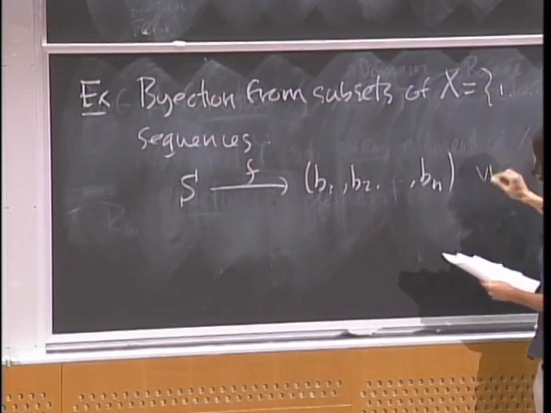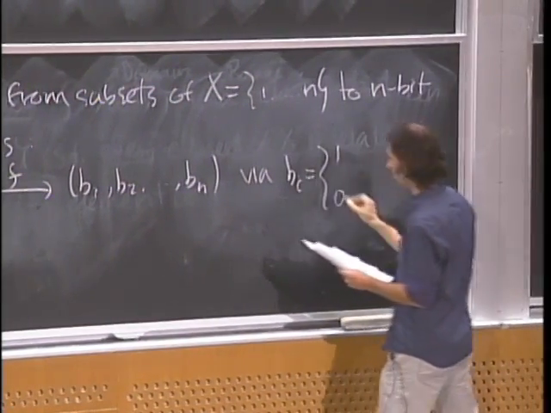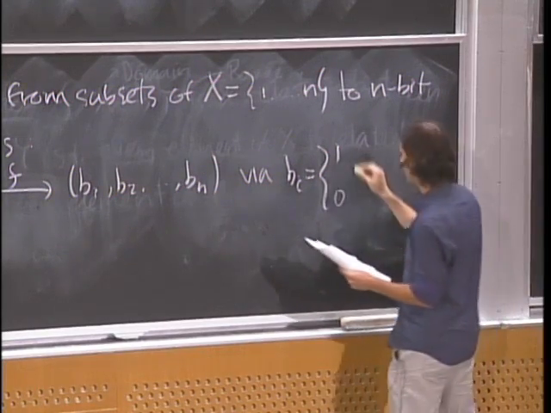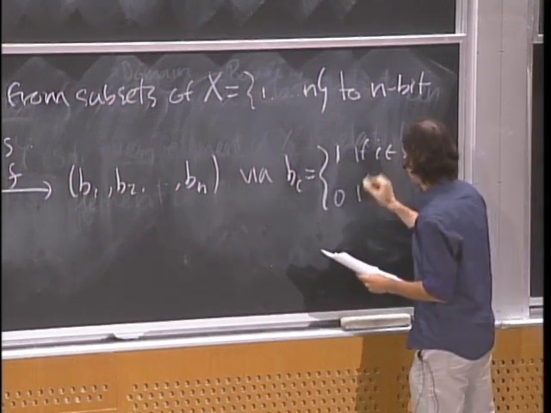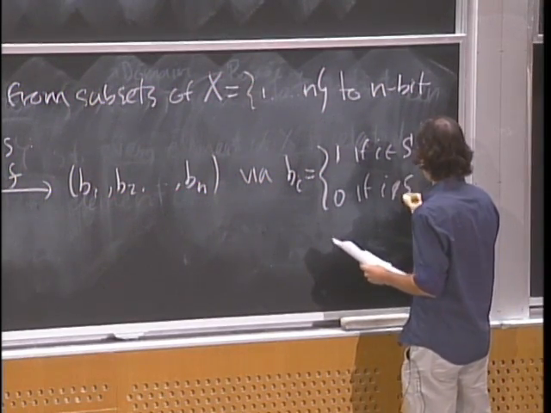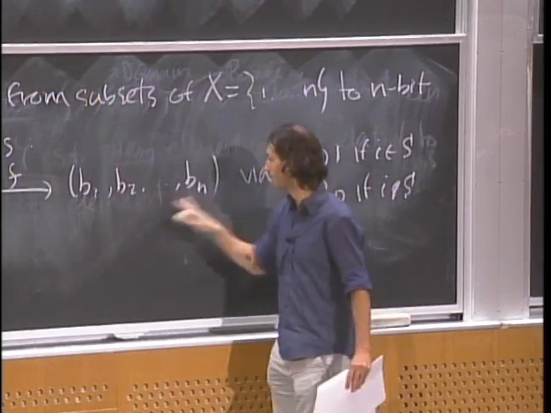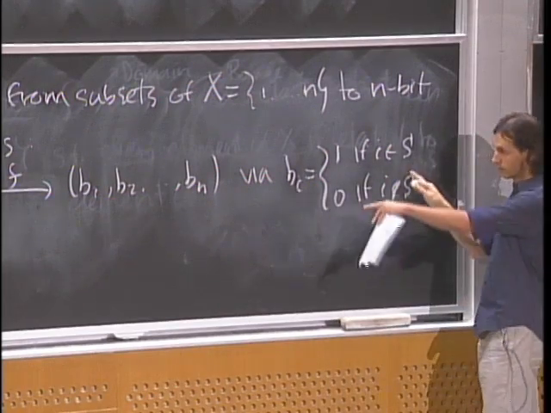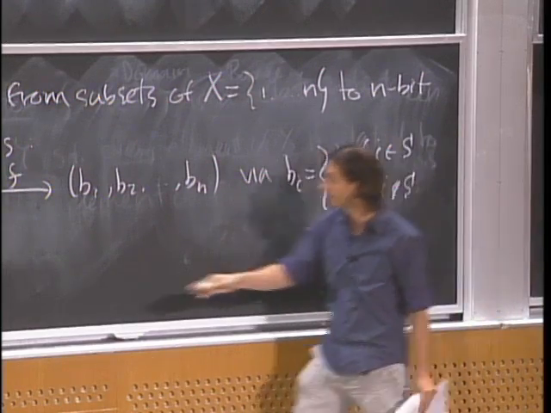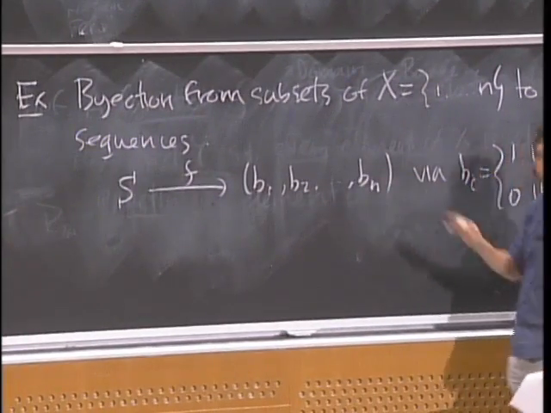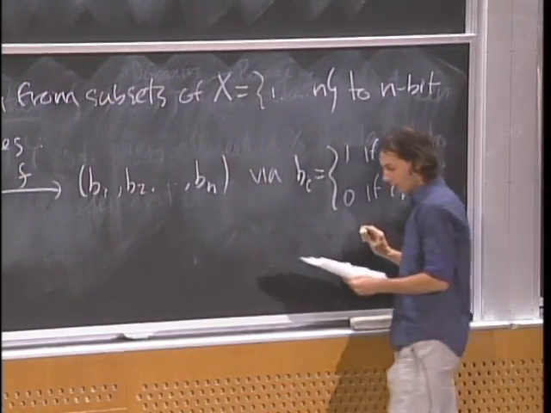via the following relation. Bi is computed as either a 1 or a 0. It's computed as a 1 if i is in S, and it's a 0 if i is not in S. Now we know that this is a bijection. So if we have a bit sequence, then we can construct from this mapping the corresponding subset. If you have a subset, we can use this mapping to construct the corresponding bit sequence.